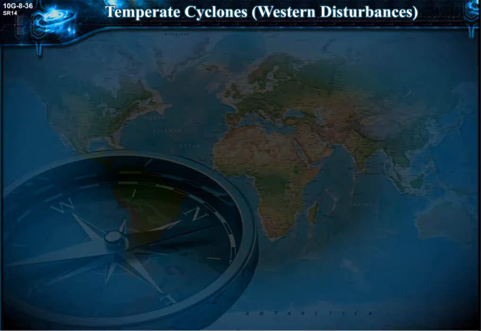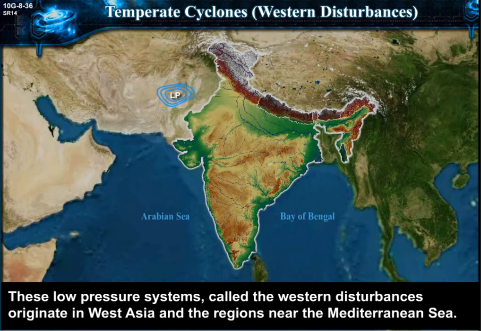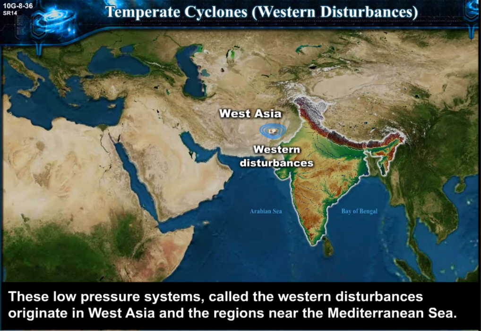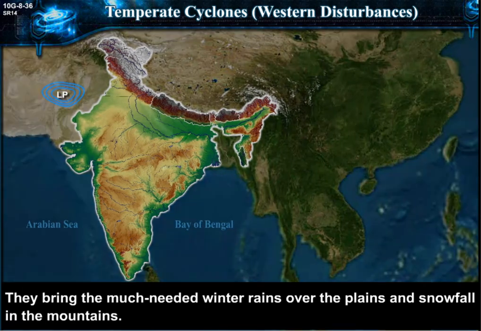Temperate cyclones, western disturbances. A characteristic feature of the cold weather season is the inflow of depressions from the west and the northwest. These low-pressure systems, called the western disturbances, originate in West Asia and the regions near the Mediterranean Sea. They travel eastwards across Iran and Pakistan and reach India during the winter season. They bring the much-needed winter rains over the plains and snowfall in the mountains.